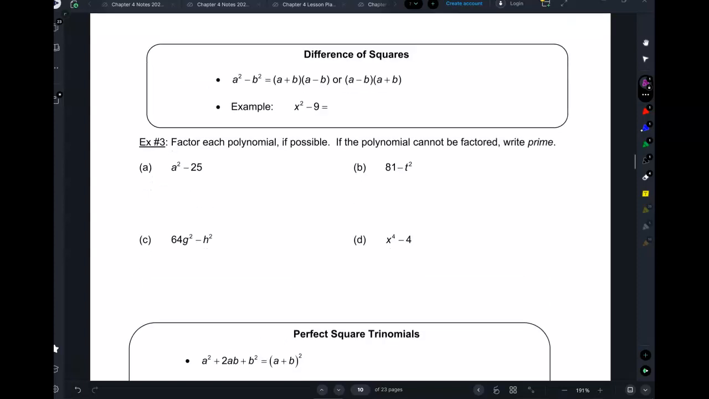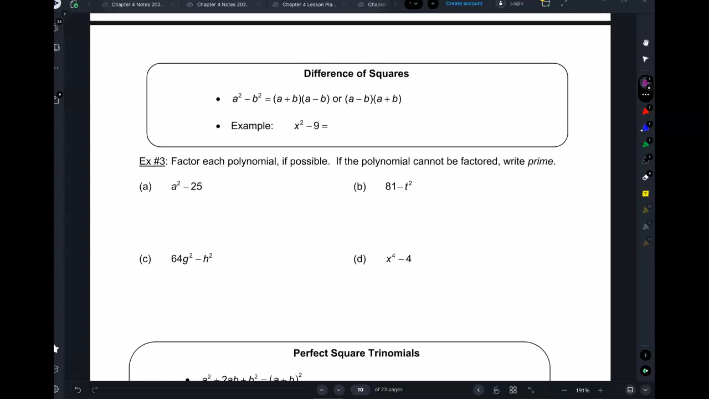All right. What about difference of squares? Take a look at this pattern, difference of squares. When you have a perfect square and a perfect square and you're subtracting them, right? So here's what we do. 2 parentheses. What's the square root of the first one? A. What's the square root of the last one? 5. Plus, minus. Okay?